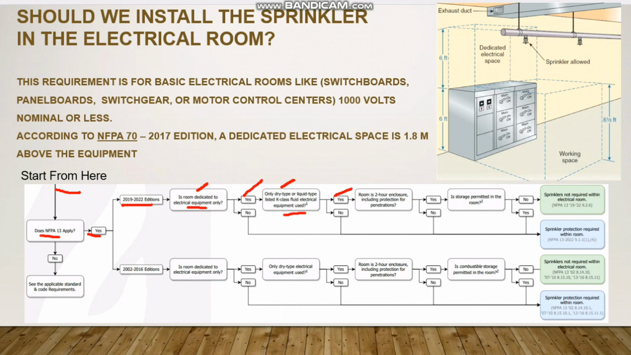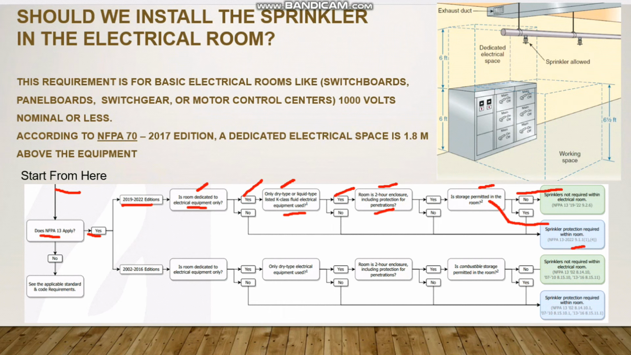If it is yes, then we have to see whether the room is a 2-hour enclosure including protection for the penetration. Even the fire sealant, everything, should have minimum 2 hours or not. If it is yes, then is storage permitted in the room? Other than the electrical equipment, is there any other storage in the room or not? If it is no, then sprinklers are not required. If this condition is exceeded, then you have to provide the sprinkler system as per NFPA 13.